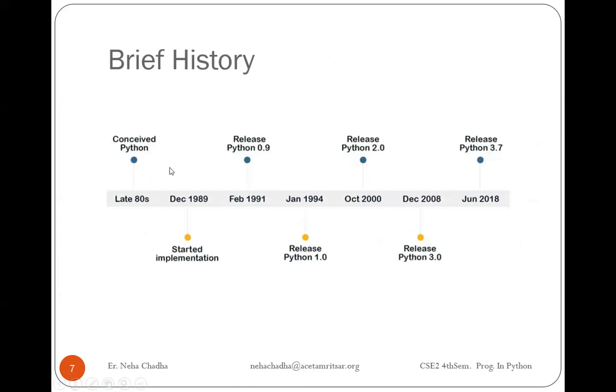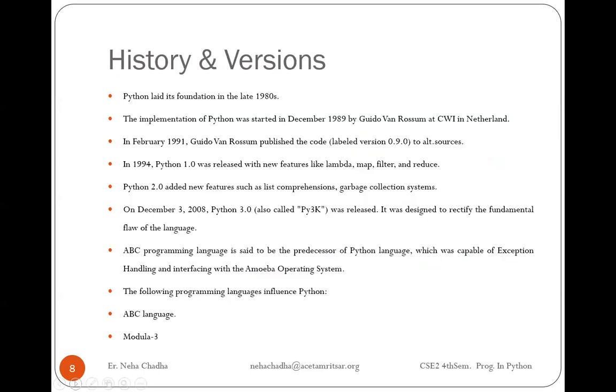Looking at the brief history of Python: Python started in the late 80s, then implementation started in 1989. The first version of Python, 0.9, was released in 1991. In 1994, version 1.0 was released. In October 2000, the 2.x version was released. In 2008, the 3.x version was released. In June 2018, version 3.7 was released. And if we currently consider it, version 3.10 has been released. The latest version was released on 14th January of this year. That is some history and versions.